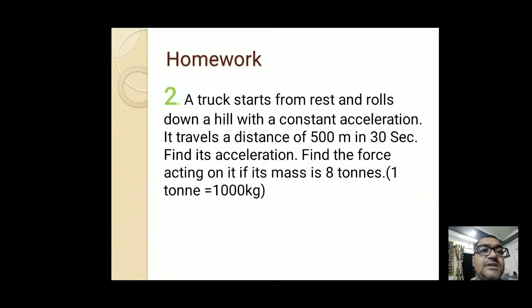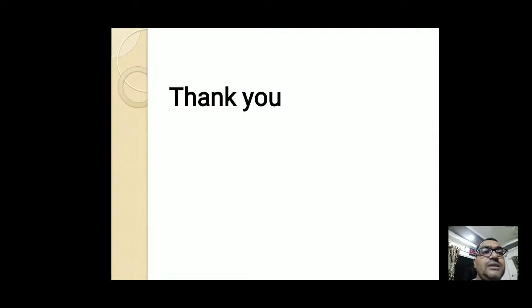And the second question is that a truck starts from rest and rolls down a hill with constant acceleration. It travels a distance of 500 meters in 30 seconds. Find its acceleration and find the force acting on it if its mass is 8 tons, and in brackets it is given that 1 ton is equal to 1000 kg. So students, you solve both these sums in the physics notebook, and I hope you understand these two sums.